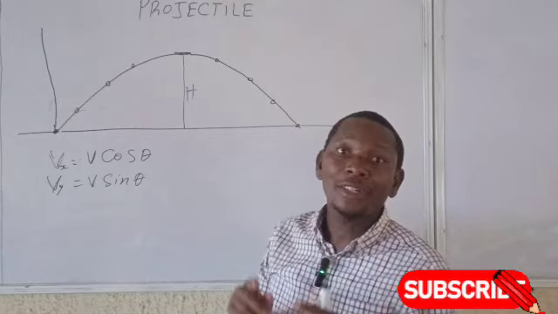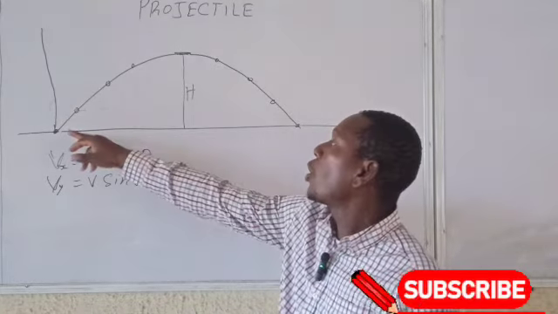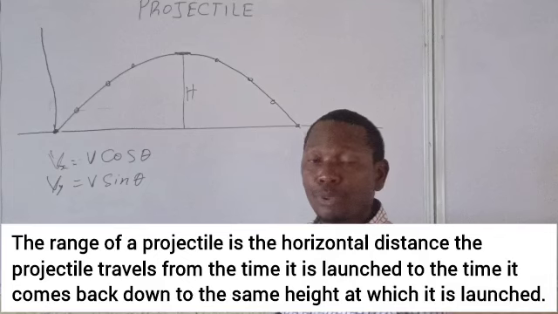Then the horizontal range, or the range, is the horizontal distance moved by the projectile.